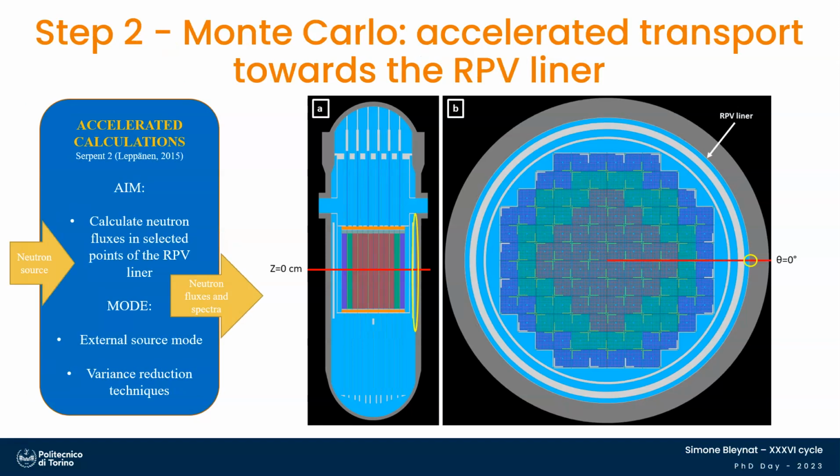The second step is the acceleration of these neutrons towards the supporting structure. In this case, I was interested in analyzing the reactor pressure vessel. Therefore, all the neutrons were pushed to move towards this specific place, thanks to the application of variance reduction techniques.